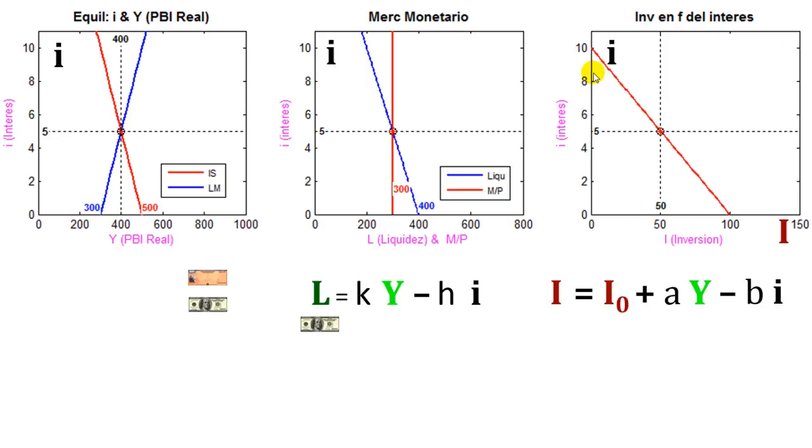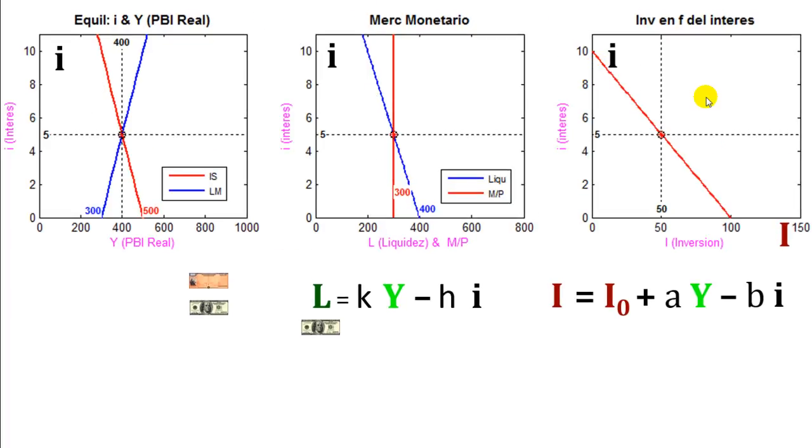In previous videos we have seen this graph that shows the inverse relationship between interest rate and investment. In future videos we are going to add this term, which tells us that investment not only depends on interest rate but also depends on income. What we are going to see now is why this blue line, which is liquidity or money demand in real terms, can be expressed like this.